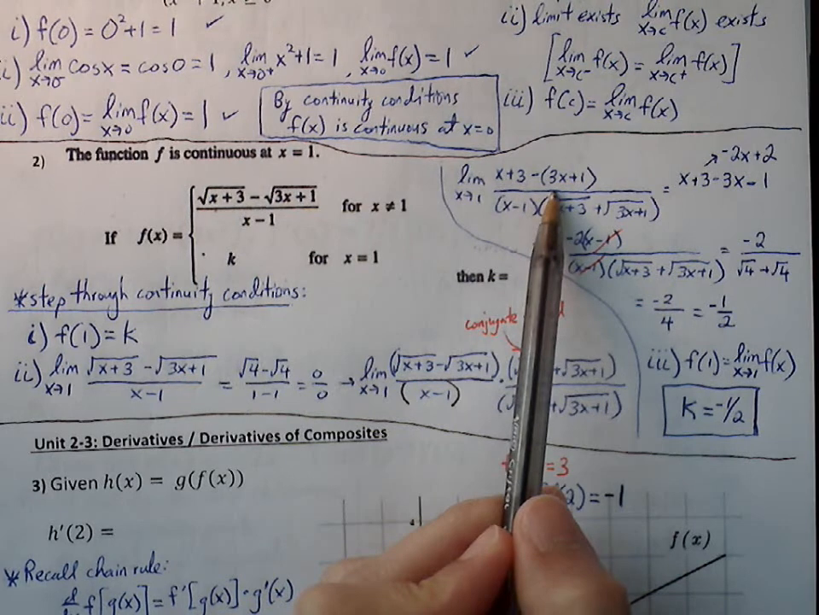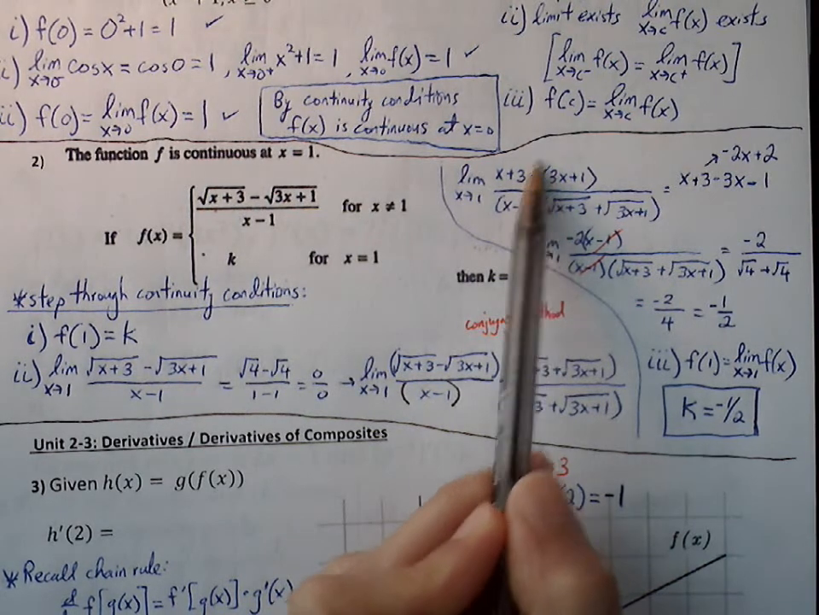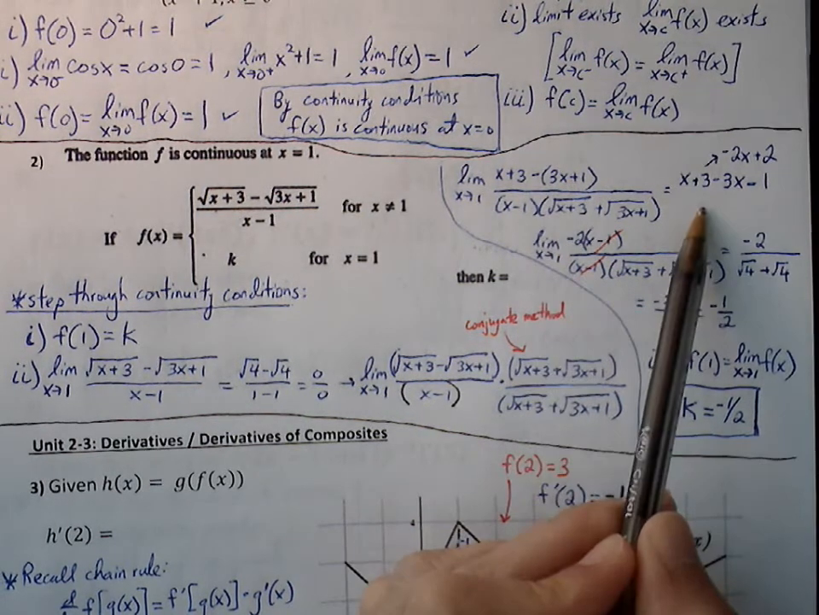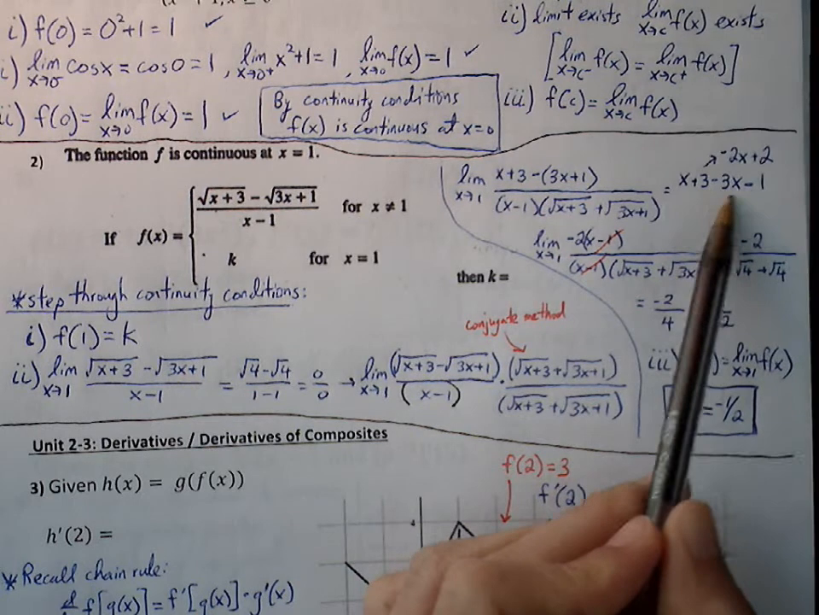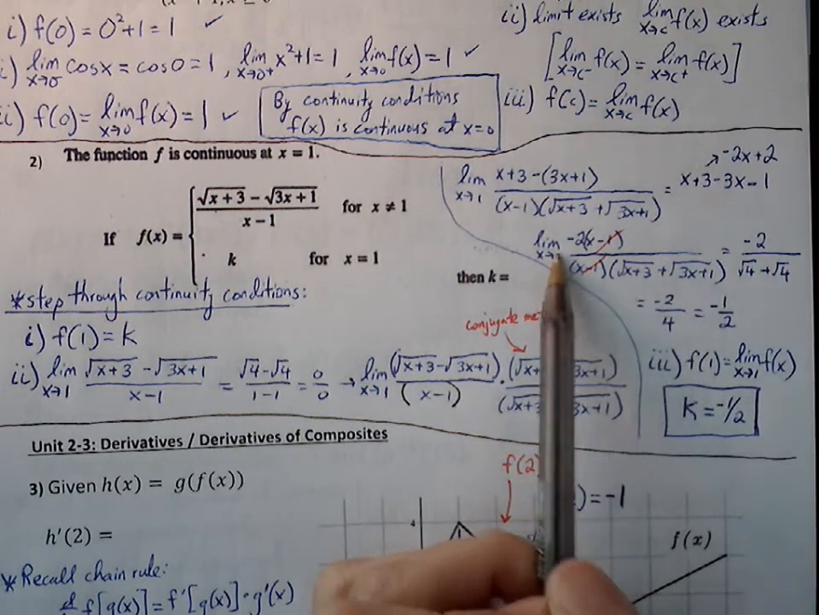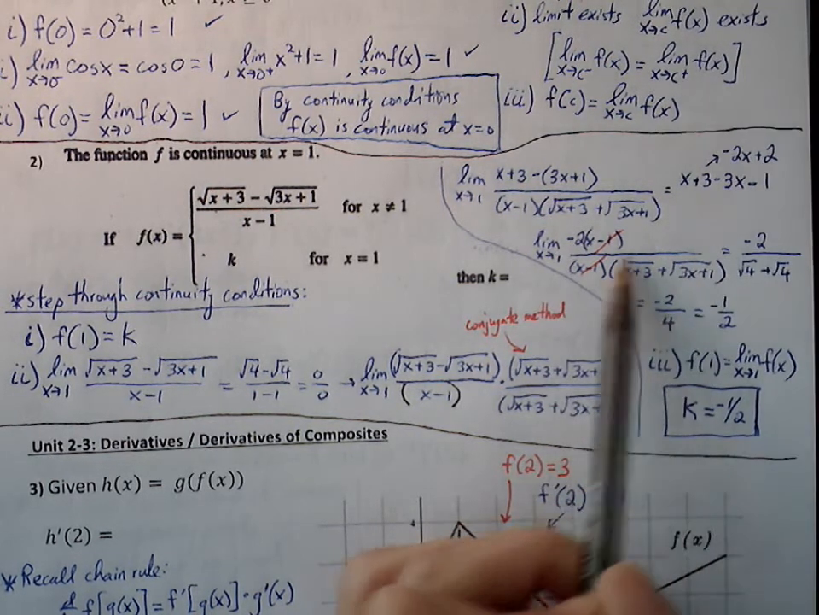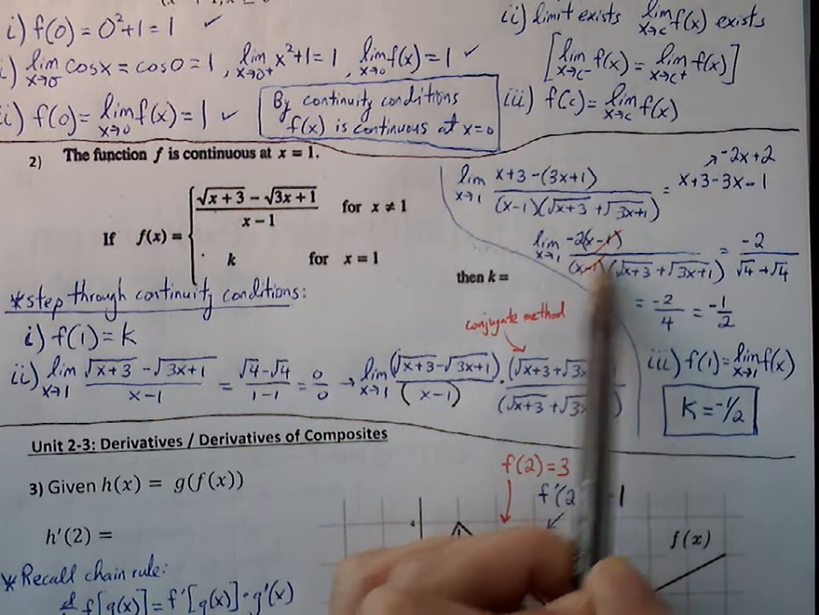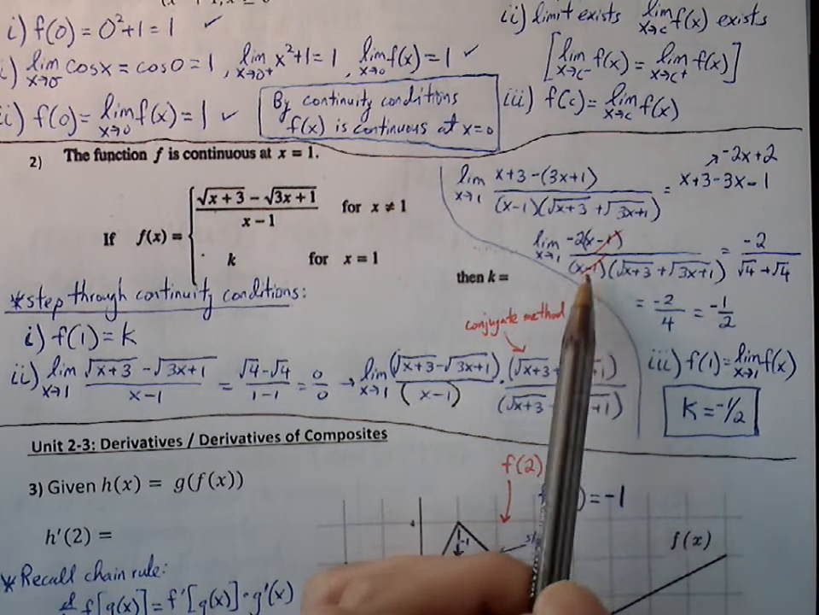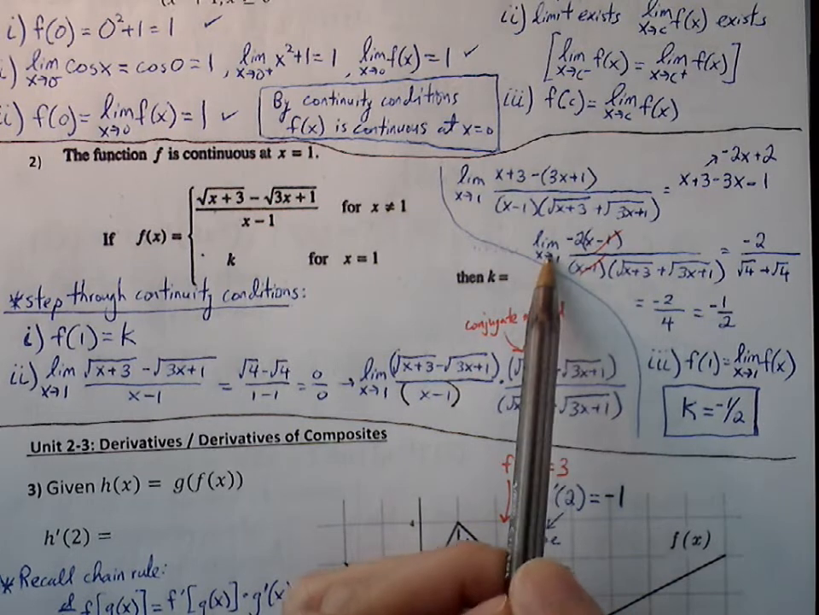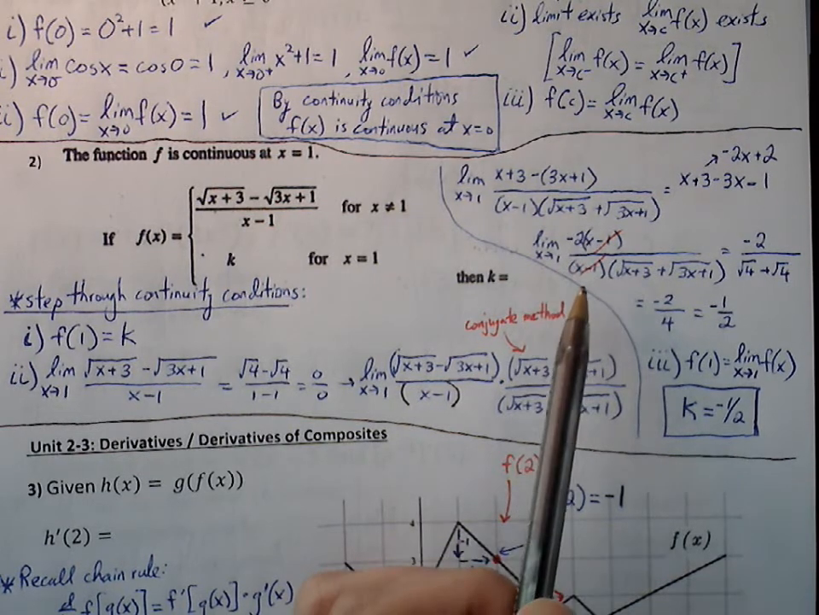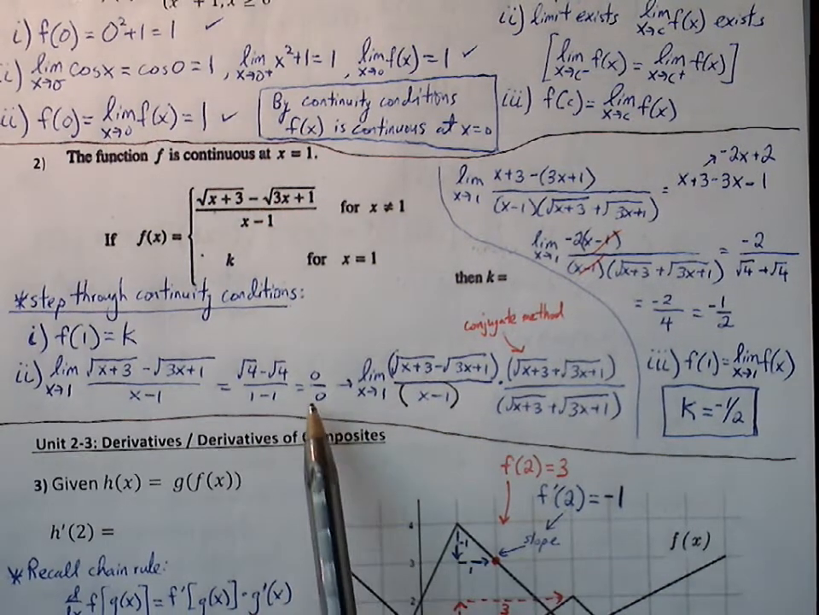Now, the parentheses protects the 3x plus 1. We can distribute that negative through, and we get x plus 3 minus 3x minus 1. Combine like terms, we get negative 2x plus 2. We can factor a negative 2 out, and then we can see the x minus 1 is a common factor. We can eliminate. Now we can reevaluate. Now the hole that was causing 0 over 0 has been removed.